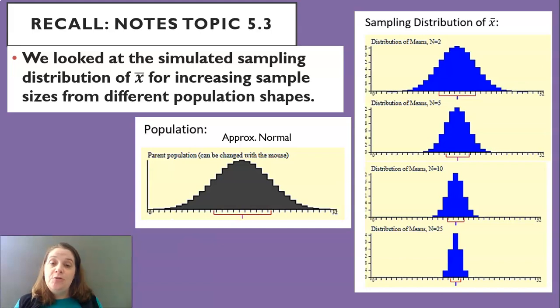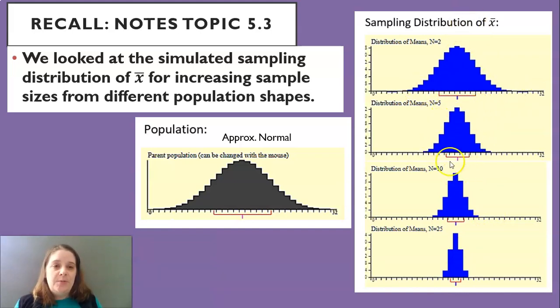So a sampling distribution for a sample mean is when we take all possible samples of a certain size, calculate the sample mean, and then plot the distribution of all those sample means. And we noticed that a couple of things happened. First off, when we had a population that was approximately normal, no matter what the sample size was, 2, 5, 10, 25, all of those sample means also looked approximately normal. We noticed that the mean of the sampling distribution, the mean of all the sample means, was the same as the mean of the population.